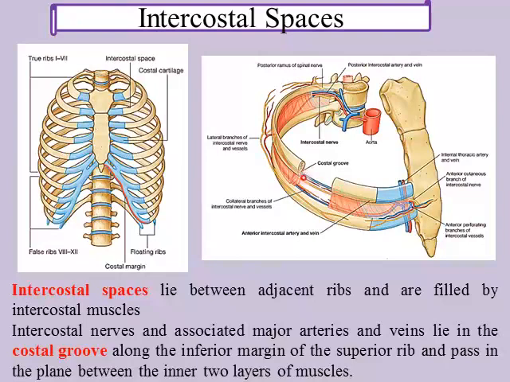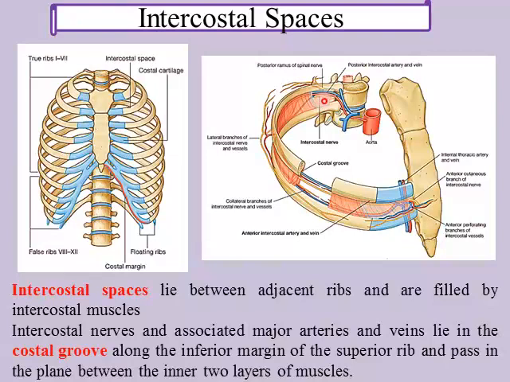They are protected by the costal groove of the fourth rib. So they are present in the inferior margin of the superior rib of their intercostal space. They pass and are protected by the two layers of muscle. This is one layer, and externally there is another layer. And the neurovascular bundle runs between these two layers of muscle.